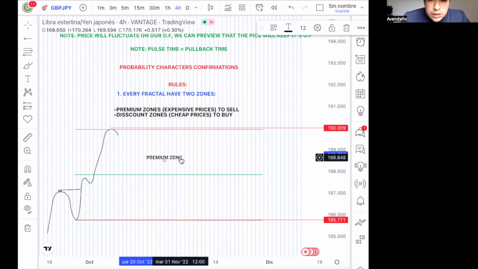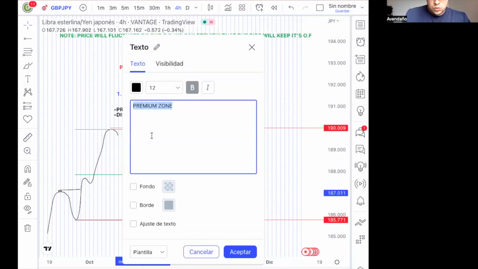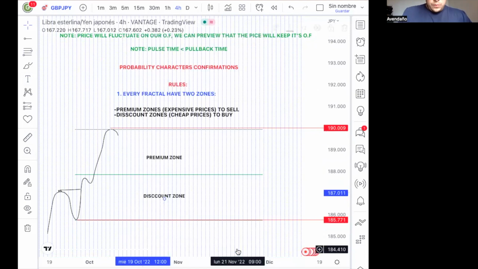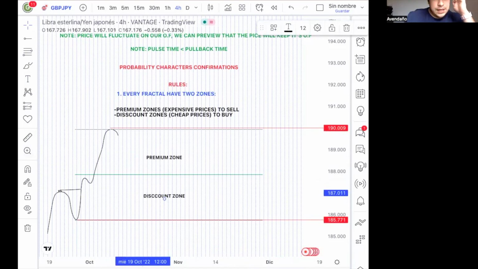And right here, we will be finding cheap prices. So we will be calling this our discount zone. Perfect. Let's then review character confirmation rule number 2.